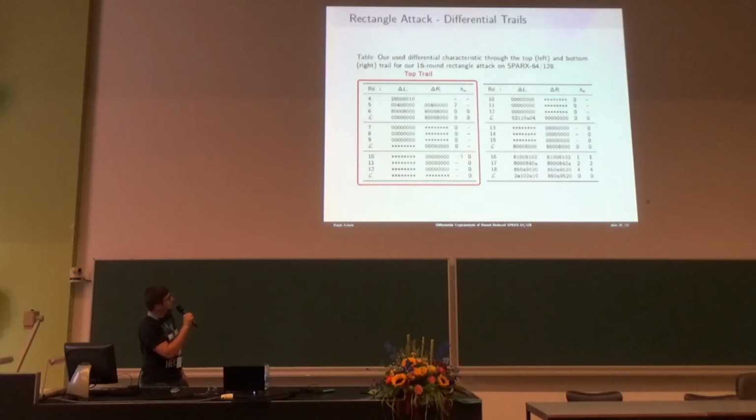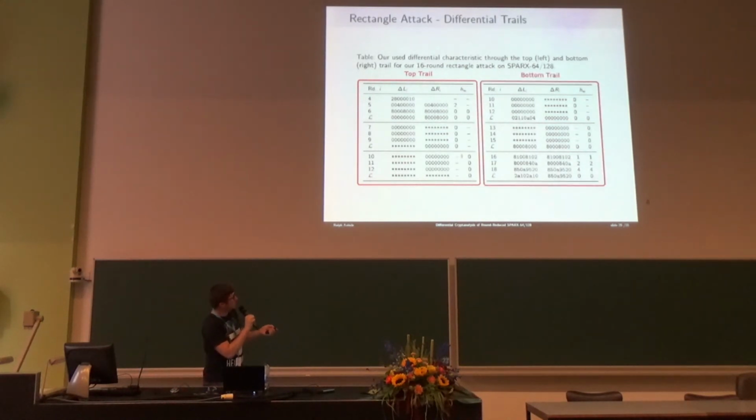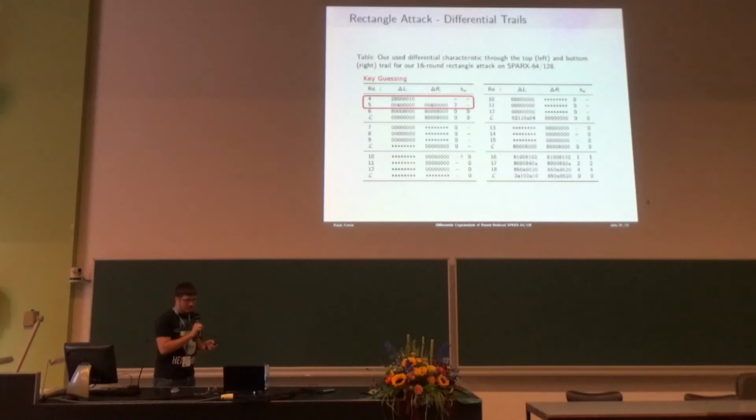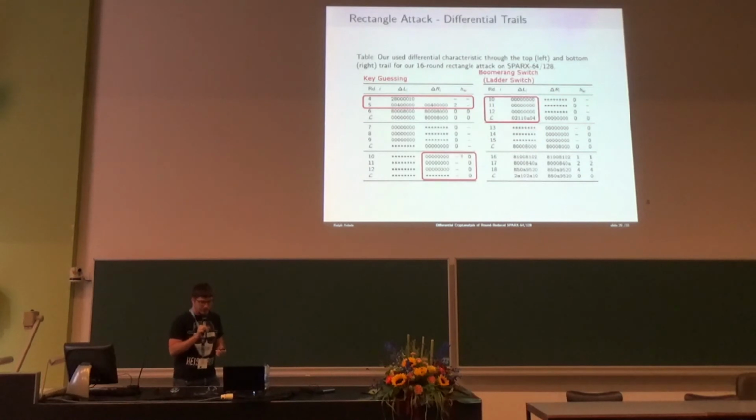On the left we have our top trail over 3 steps, where we just look at this side, so we leave that open and ignore it. For the bottom trail, we again have 3 steps up here, and this time we ignore this step here, so we have all-zero difference here through the 3rd step. And again, we do the key guessing on top. As I mentioned before, we just use the parts from the top trail and the bottom trail and connect them with the ladder switch.